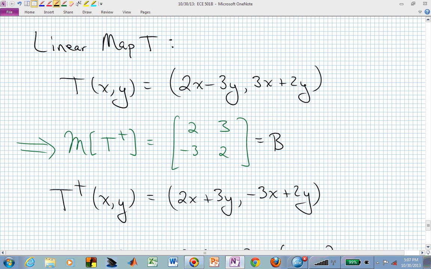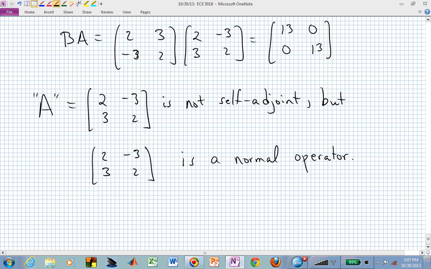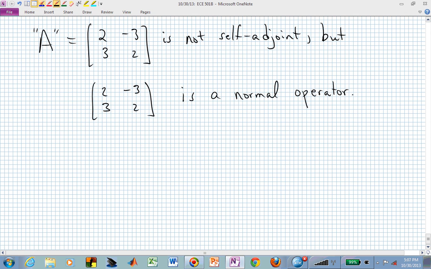Now the next proposition gives us another way of checking whether or not a map is normal. But that's just a quick example of how a normal operator doesn't have to be self-adjoint. But every self-adjoint operator is normal.